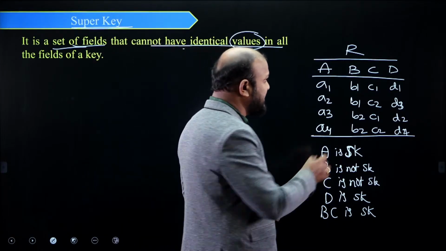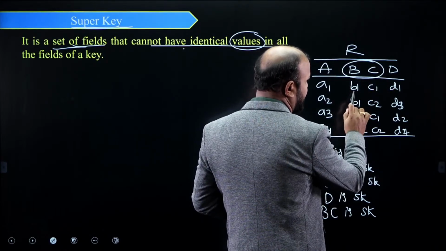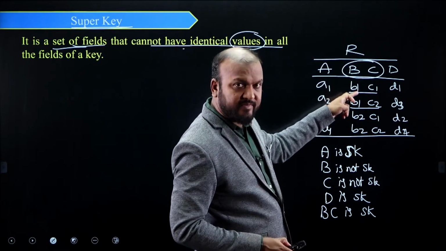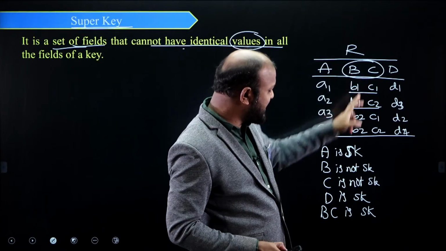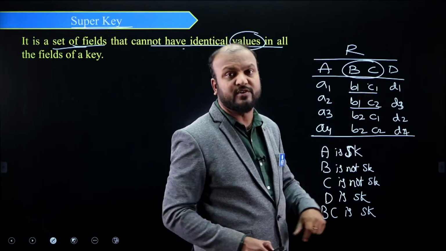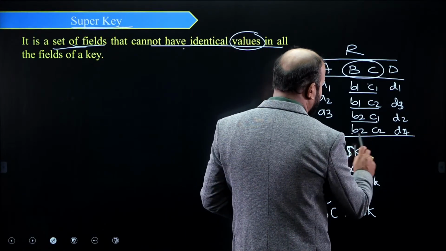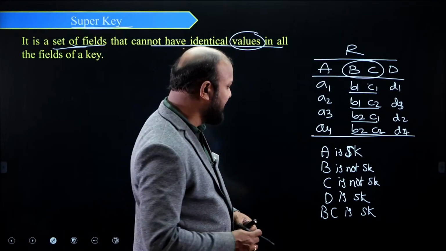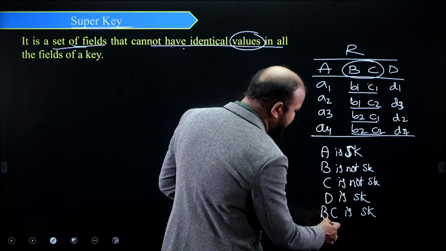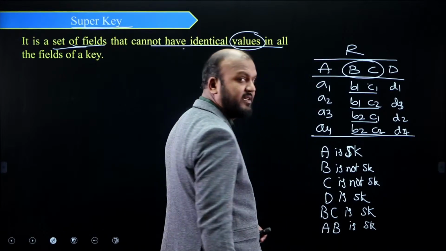So here BC are the fields. Look in all the tuples, the combination: B1 C1, B1 C2. So B1, B1 may be duplicated, but the combination I am looking at, here C1, here C2, the combination B1 C1, B1 C2, these are not identical values in the combination. B2 C1, B2 C2, these are not identical values. Then I can call BC a super key. Can I call AB a super key? Just you only tell me. Can I call AB a super key? Yeah, have a look.